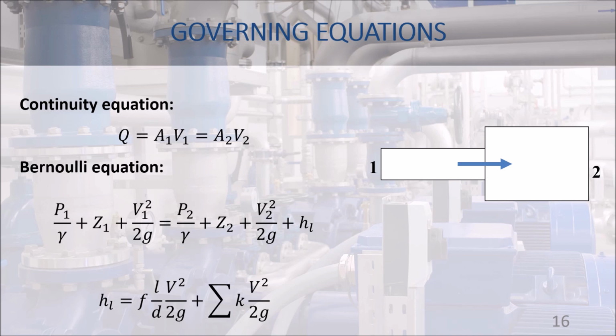The amount of head lost in friction with pipe wall is equal to f, the friction factor, times L, pipe length, divided by D, pipe diameter, multiplied by flow velocity squared over 2g, while the amount of head lost in friction in a hydraulic component is equal to K, the loss coefficient of the component, multiplied by the kinetic energy of the flow.